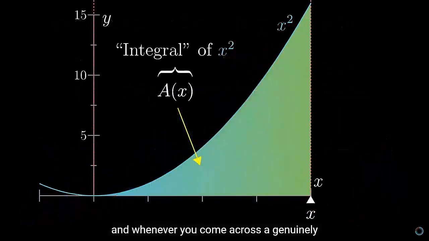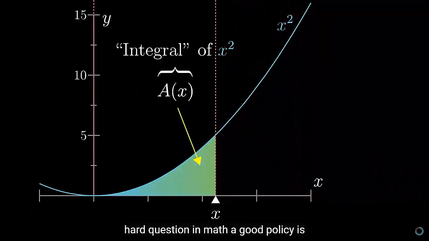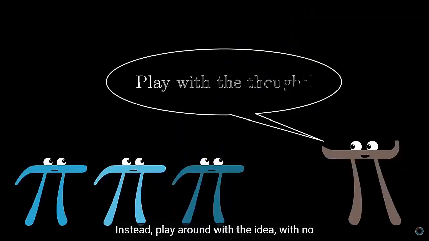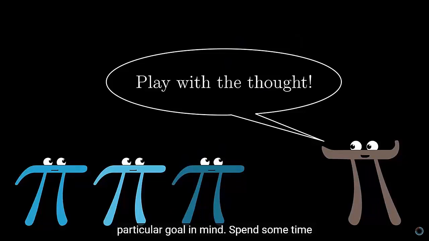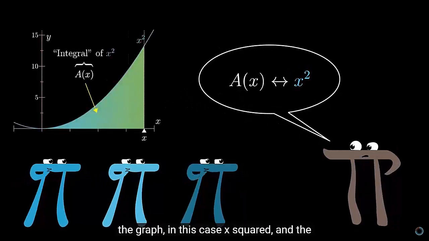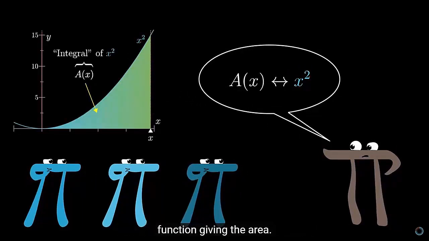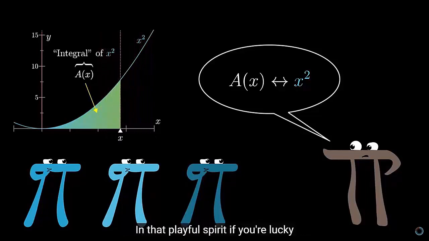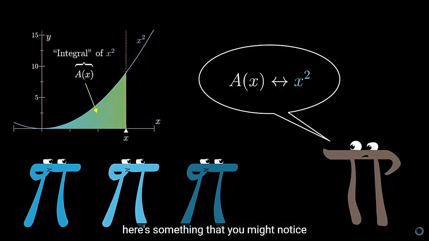And whenever you come across a genuinely hard question in math, a good policy is to not try too hard to get at the answer directly, since usually you just end up banging your head against a wall. Instead, play around with the idea, with no particular goal in mind. Spend some time building up familiarity with the interplay between the function defining the graph, in this case x squared, and the function giving the area. In that playful spirit, if you're lucky, here's something that you might notice.